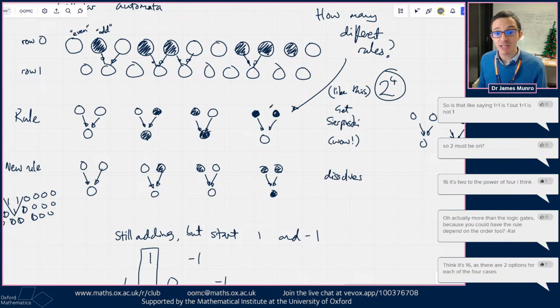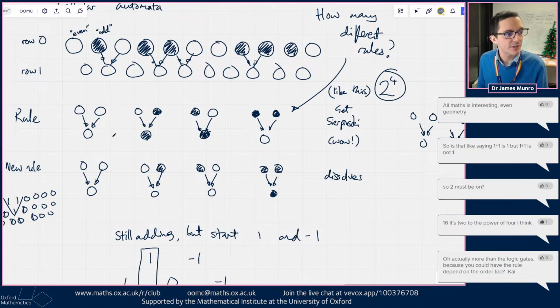Because of your 4 possible cases, there are 2 choices about what you could do in each of them. You can make independent choices, it really doesn't matter.